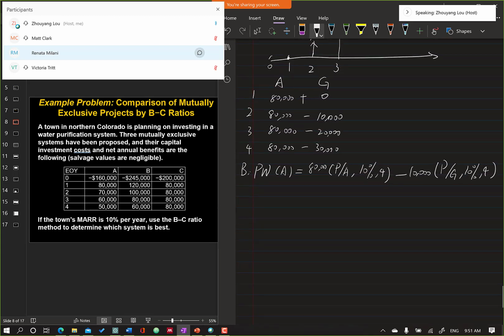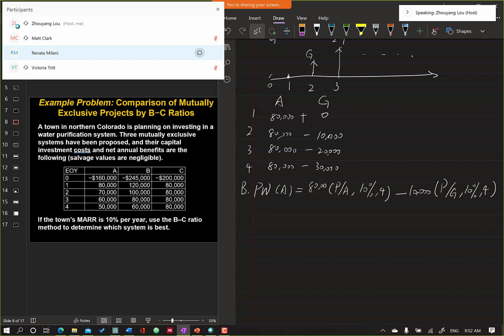Now check the cost part, still using present worth. For A, that's very straightforward, since the cost occurs at year 0 and is 160,000. So for the cost part, the present worth of A is just 160,000.